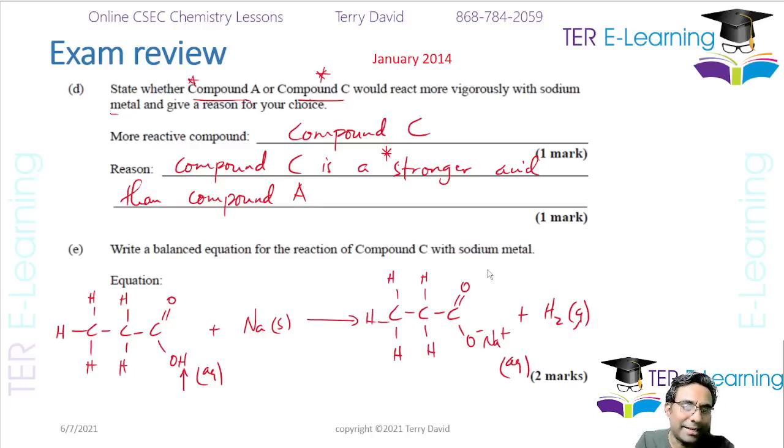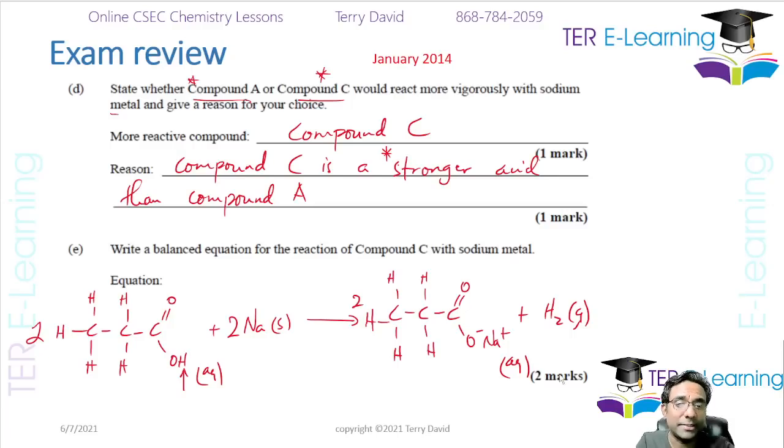Now, as it stands here, this equation is not balanced, and what you need to do to balance it is to put a 2 here, and we also need a 2 in front of this, right? So if you check any chemistry textbooks, you're going to see this equation there.